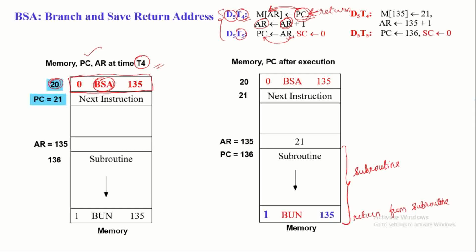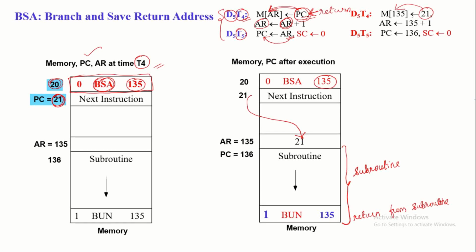When this instruction is executed, what happens? The program counter value 21 has to be stored into the memory, at the address that is pointed by the address part of the instruction, right? So this 21, which is the return address, has to be stored into the address that is specified in the address part of the instruction.